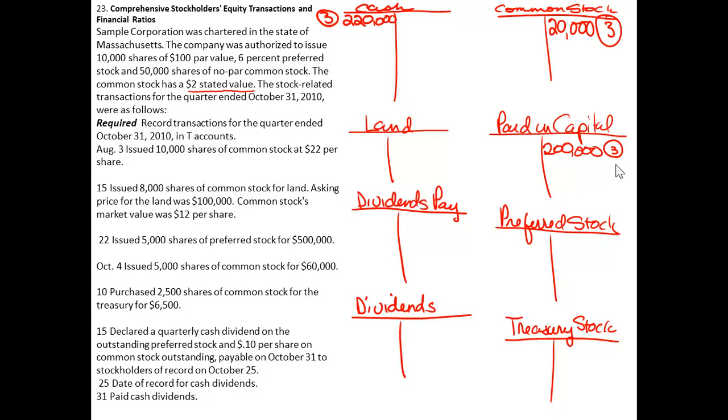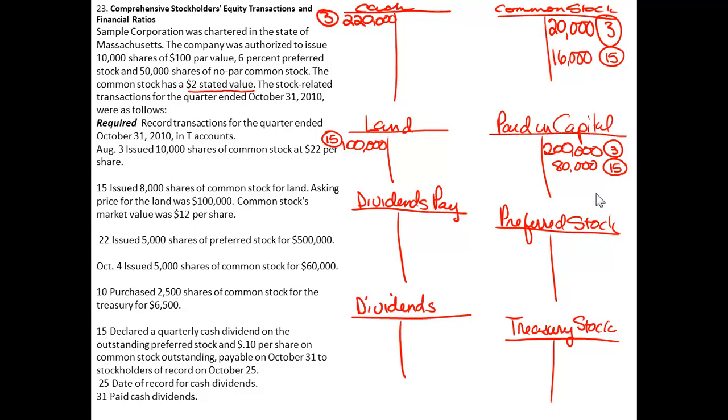On the 15th, we issue 8,000 shares of common stock for land. The fair market value of the land is $100,000, so we'll record the land at $100,000 on the 15th. Because we're giving stock, 8,000 shares times $2 a share is $16,000 on the 15th, gets credited to common stock, and paid-in capital is plugged for the remainder, or $80,000 on the 15th. So that's debit land $100,000, credit common stock $16,000, credit paid-in capital for the $80,000.